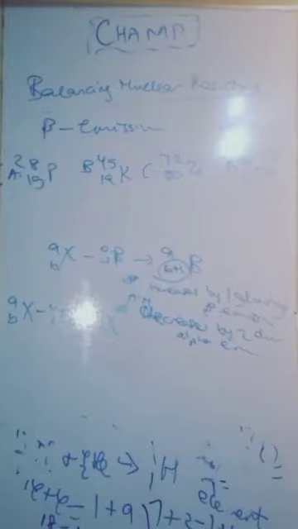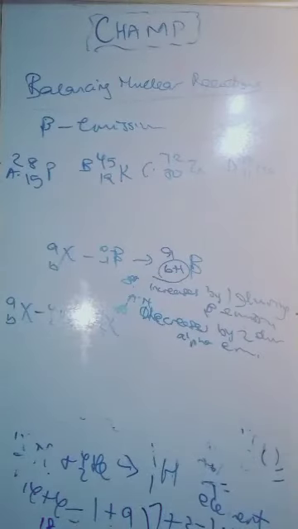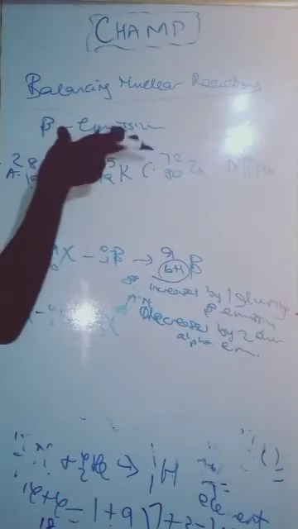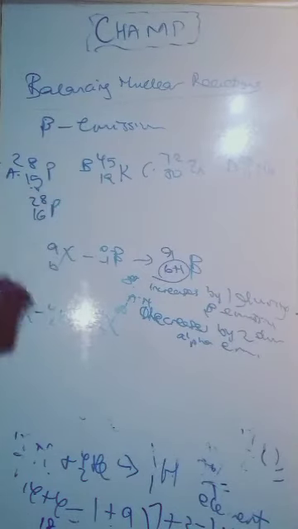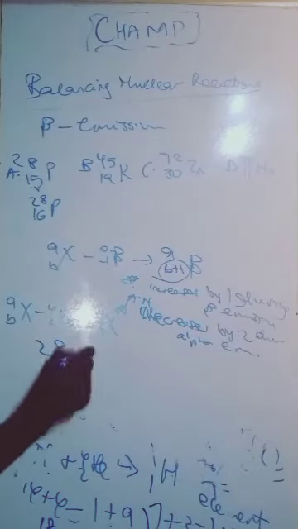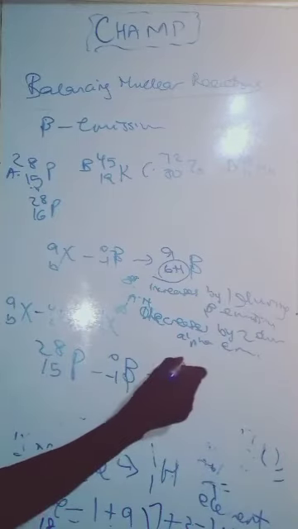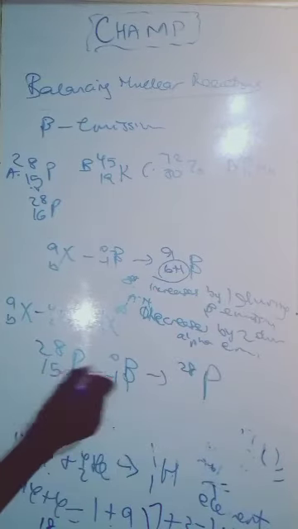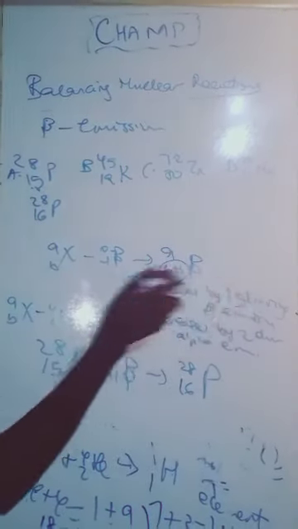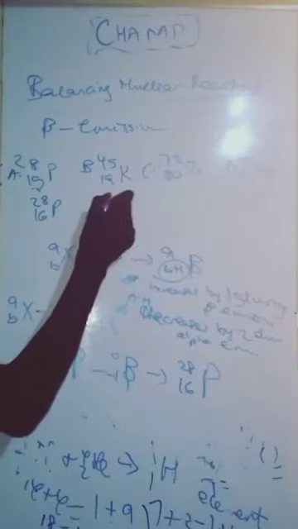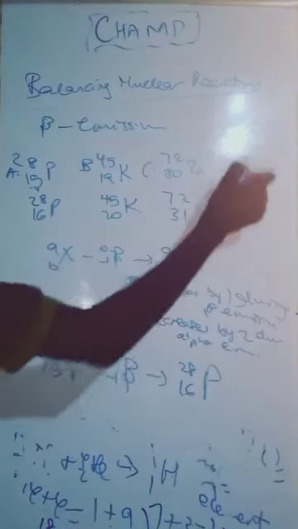Now I've established a point. I said your atomic number increases by 1 during beta emission. So they said beta emission, this one will do what? Increase by 1. So this one will become 28, 16, without writing it in full. If I want to write it in full, I can just say 28, 15, then beta emission, so it will be 28 minus 0, 28, 15 minus minus 1, that's 16. So it's the same thing. But to test yourself, when you know that the atomic number increases by 1, this one will be 45, 20. This one will be 72, 31.